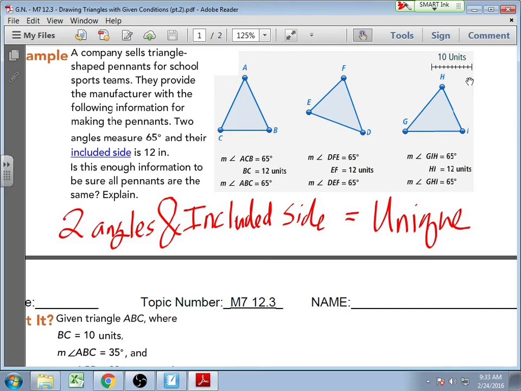2 angles and an included side equals unique. Yeah. If we already wrote this somewhere else, we have to write it. No, that's fine. Yeah, if you already wrote it somewhere, that's fine. Flip to the back.